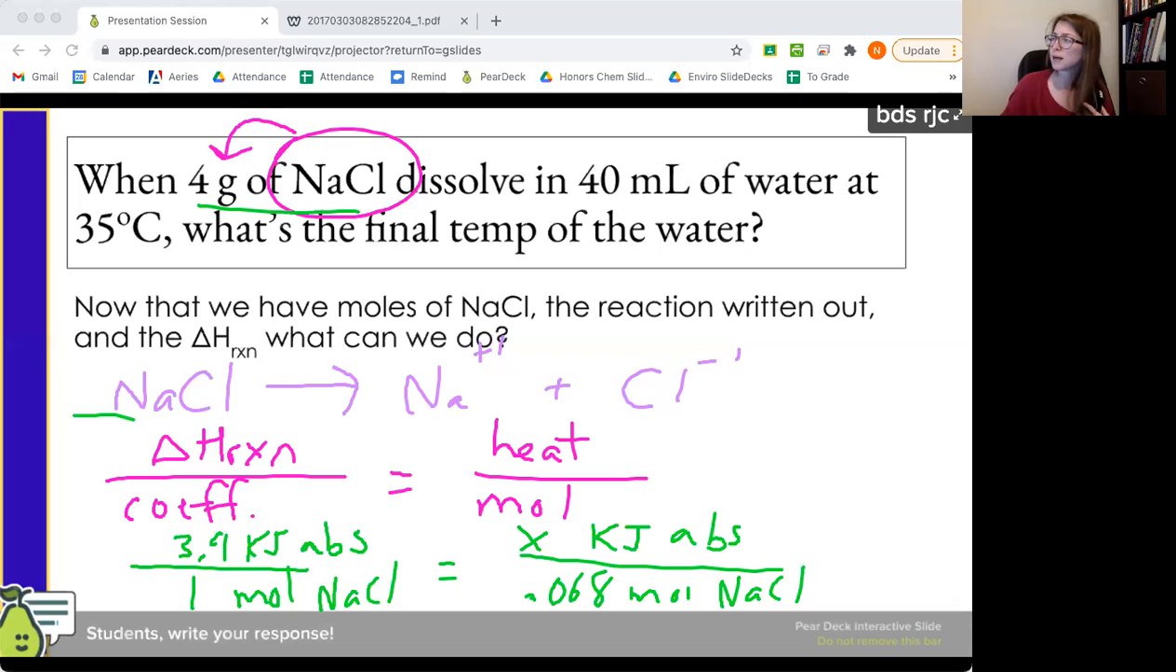Person who was asking about the 3.9, can you tell me in the chat, because I can only see myself right now. Tell me in the chat if that helped. Oh, what's the difference between the 3.9 and the X? Great question. The 3.9 is the heat that's absorbed if we dissolved exactly 1 mole of NaCl. But in this particular problem, we're not dissolving exactly 1 mole, we're dissolving a different number of moles. So the X tells us how much heat we're actually going to absorb when we use 4 grams. Does that help? I can only see me, so tell me out loud in the chat. Oh, yeah, that helps. Okay, cool. Thank you. Good. Other questions before we keep going?